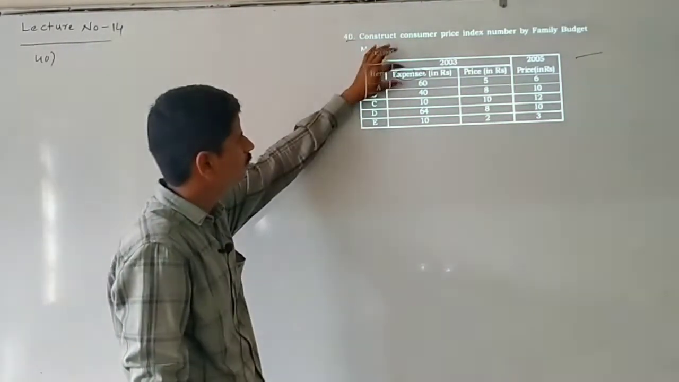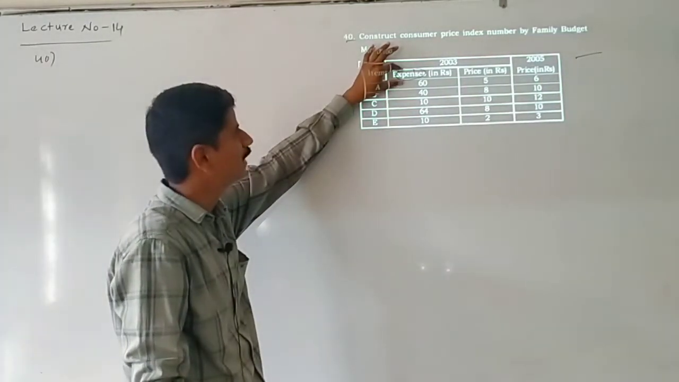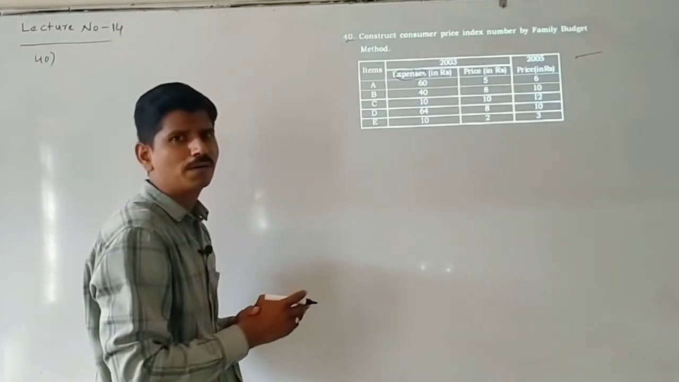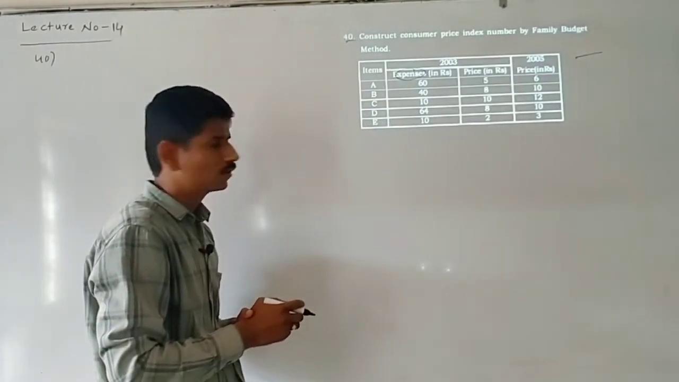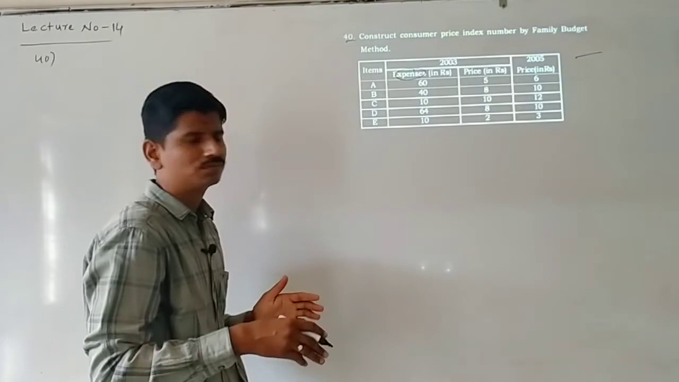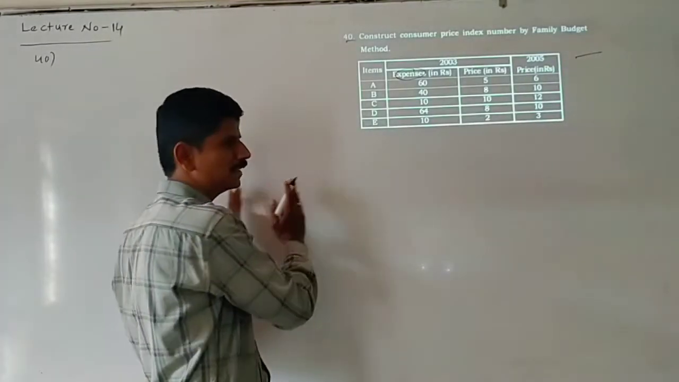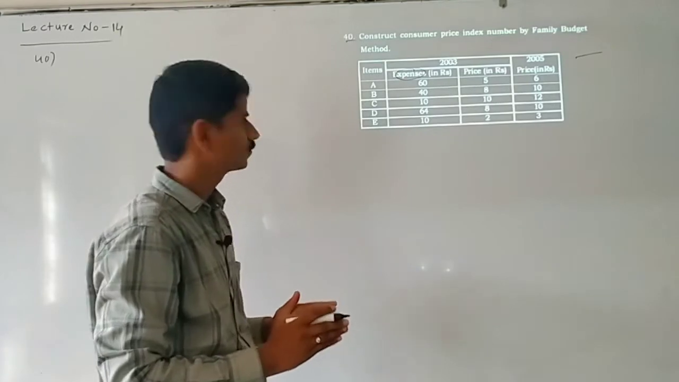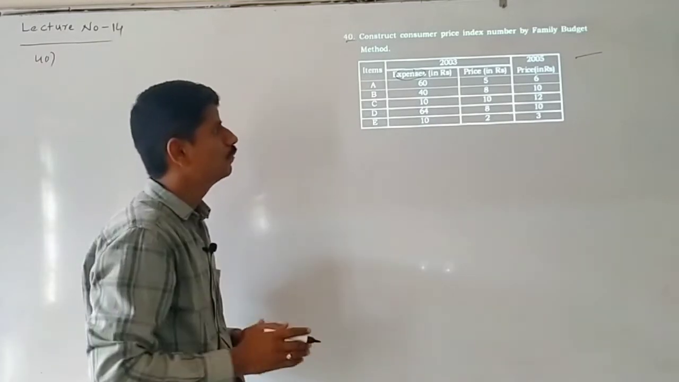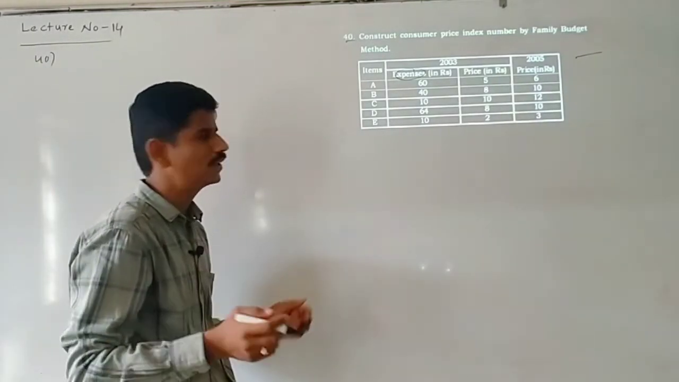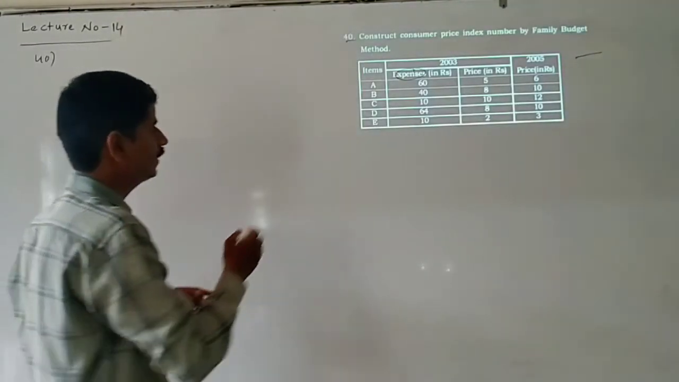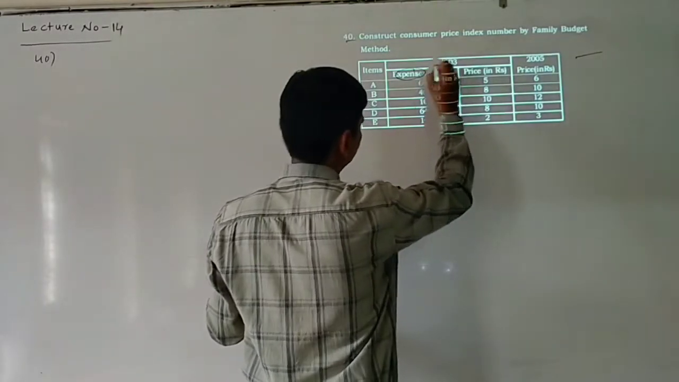Suppose if you took expenses as nothing but Q naught, then you have to apply CPI equal to sum of P1 Q naught by sum of P naught Q naught into 100. Otherwise, the aggregate expenditure method is the same as the family budget method. Otherwise you have to apply CPI equal to sum of WP by sum of W. It's your choice. Here I am taking the expenses as Q naught.